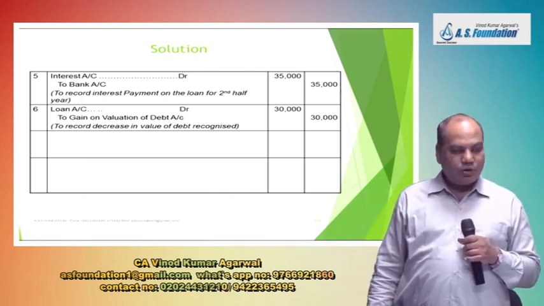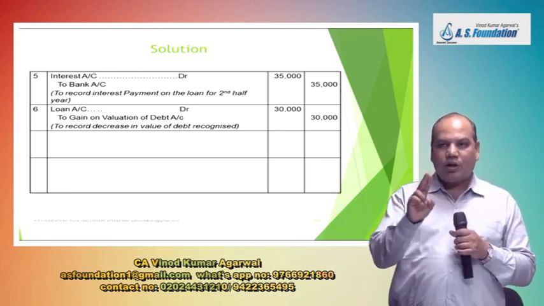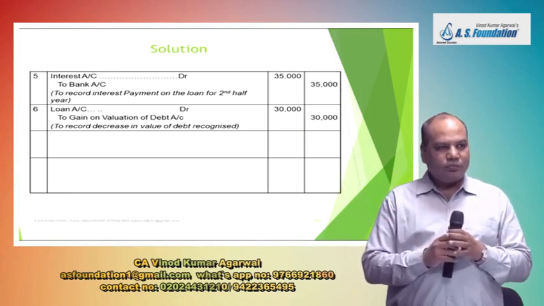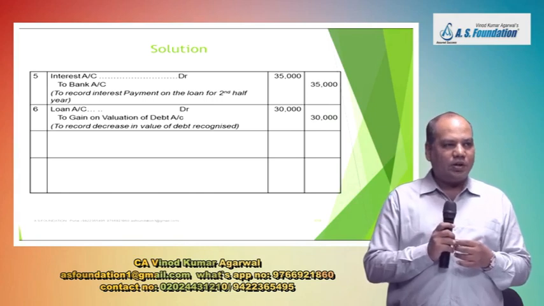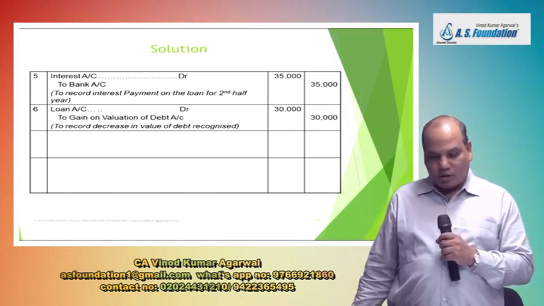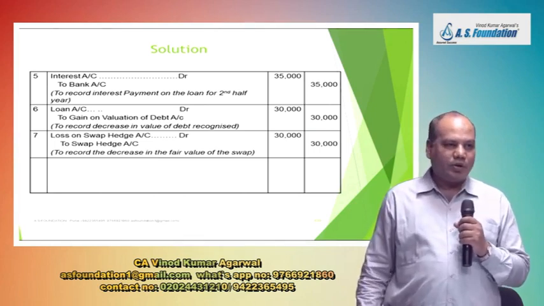Gain on valuation of debt, in bracket P&L account. And please write the calculation also. 10 lakh 20,000 minus 9 lakh 90,000. Written. And then I will revalue my derivative product.